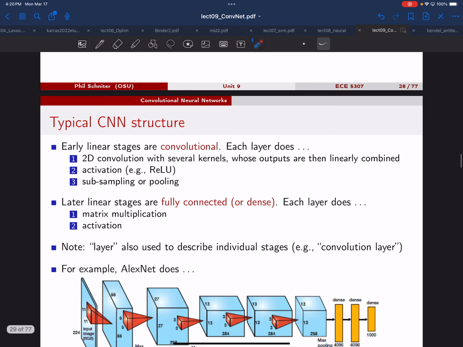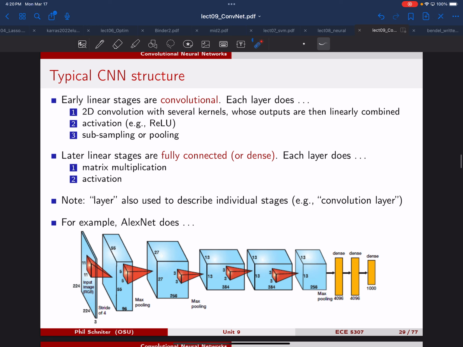Okay, so moving on to today's discussion, we're going to be talking about the overall structure of these convolutional neural networks. So this is this AlexNet. We said this was the one that sort of started the deep network revolution back in 2012 with the ImageNet competition.